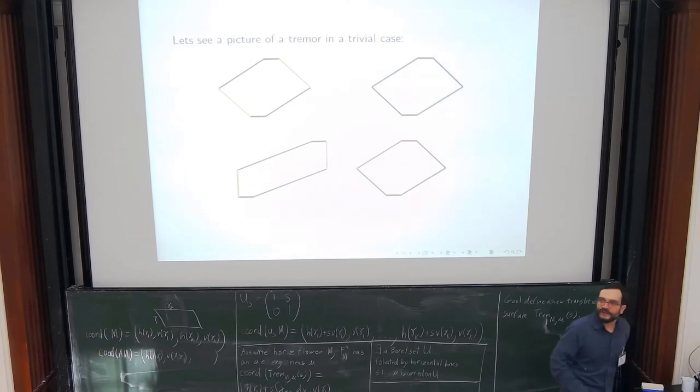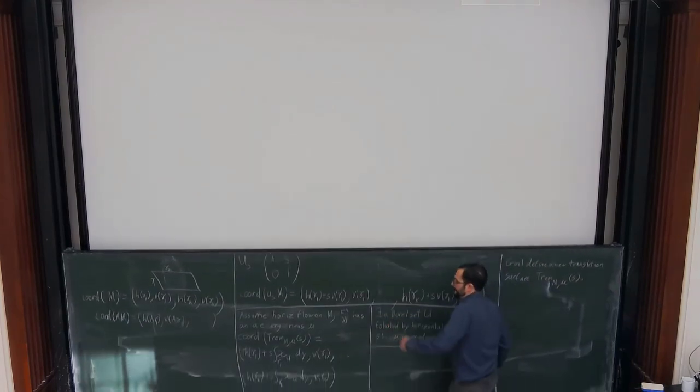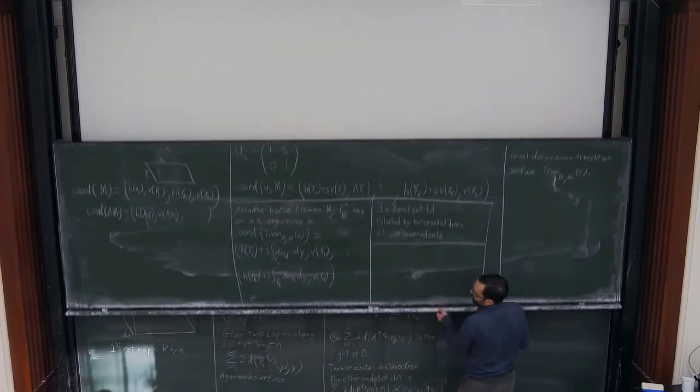Okay, so now I just want to mention one key property about this, which is that the tremor map commutes with the horocycle flow.